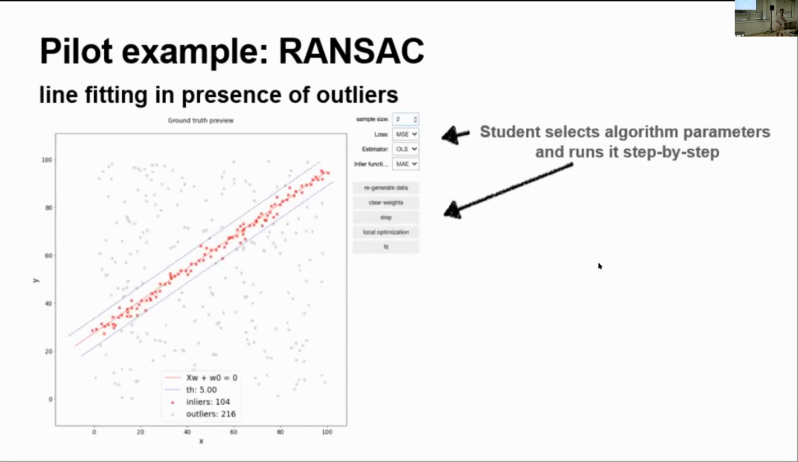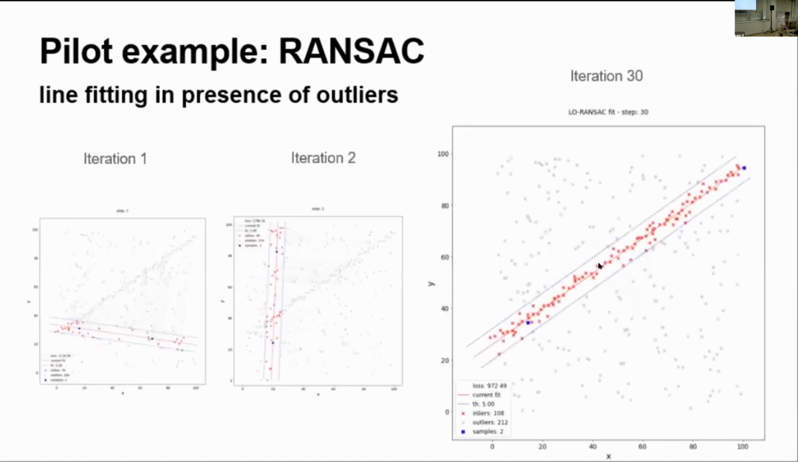So one can select different parameters, loss functions, and then run it step by step and see what is going on there. For example, they run one step, the algorithm fits one line, and the students see, okay, it's not very good. Then another step, and finally, the algorithm converges in 30 steps to this nice line.